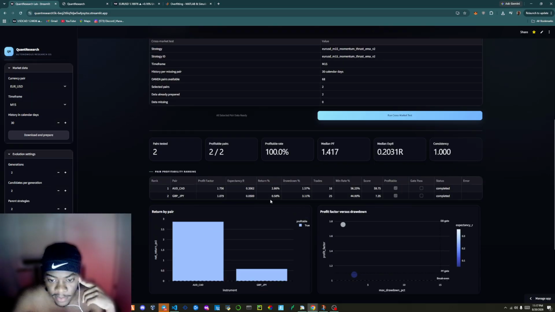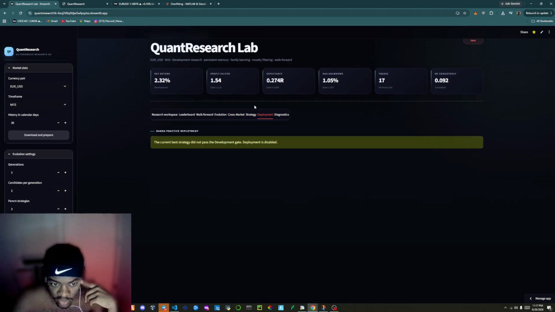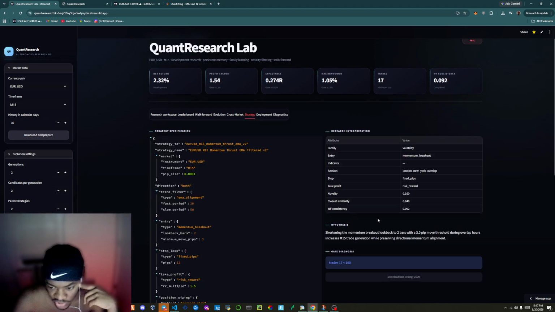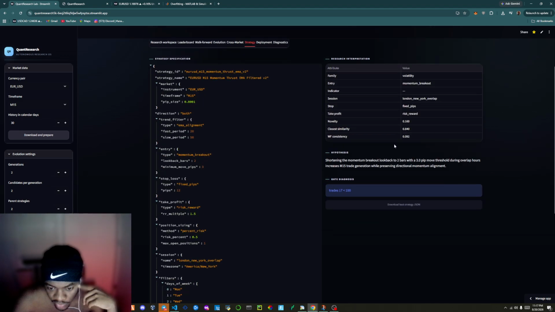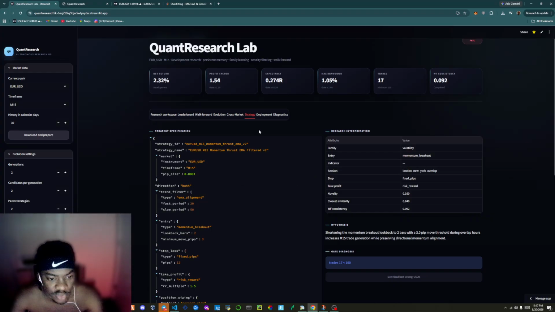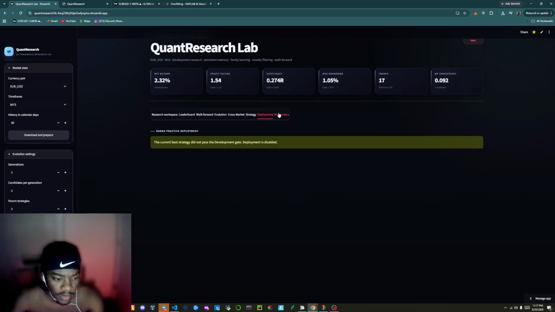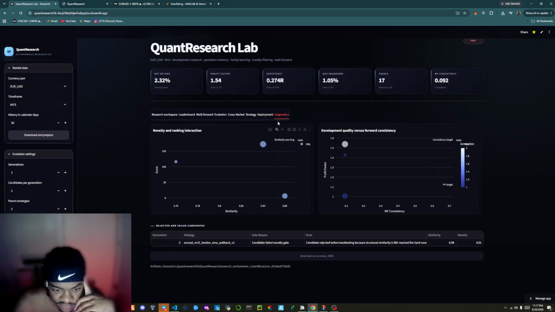So this is our strategy here. This is the best strategy, and you can go to the strategy and see what it looks like, and you can read it from a human's perspective and not a coder's perspective. This is the deployment part that I have in my other tab here, because the research platform is different than obviously the deployment phase. But obviously if you go here to our diagnostic, it goes over the strategies, why they failed or why they were good.